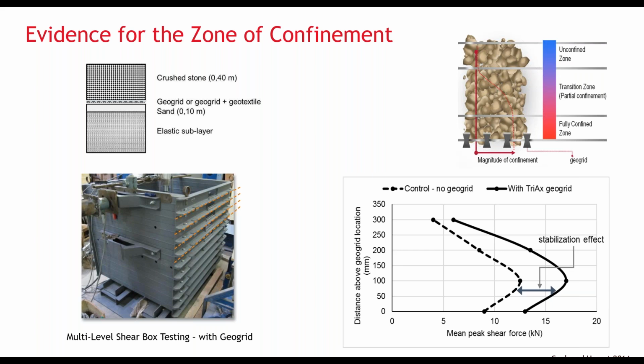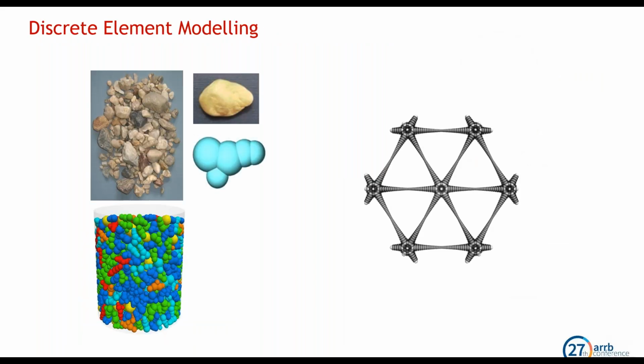We've also replicated this type of test using discrete element modeling, or DEM. DEM uses small spheres to model materials in a computer simulation. The soil is first modeled by replicating the size and shape of particles and combining the correct grading of the particles to create a soil and an aggregate mass. The geogrid is modeled with an approximate geometry, and then the models are carefully calibrated using physical testing.